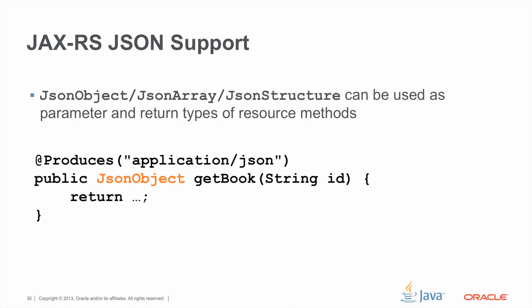We integrated JSON support in other parts of Java EE, primarily with JAX-RS. In JAX-RS resource methods, one could use JSON object and JSON array as parameter or return types of the resource methods. If you are producing, they could be the return types, and if you are consuming, they could be part of the parameter types. Similarly, the super type of JSON object and JSON array, that is JSON structure, could also be part of parameter or return types of these resource methods. That way you could consume JSON in JAX-RS RESTful web services very easily.